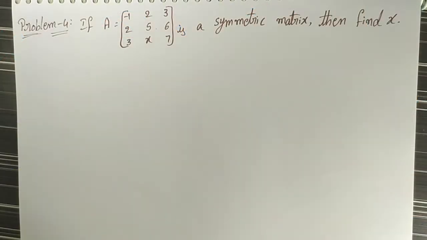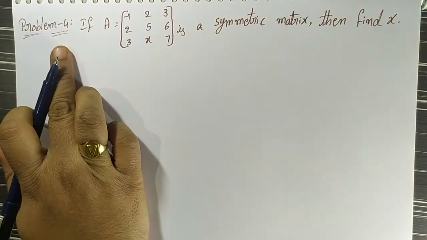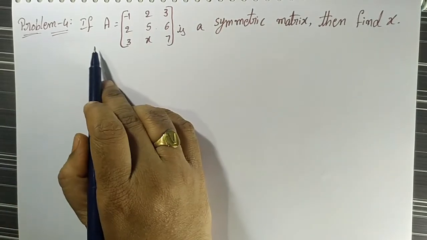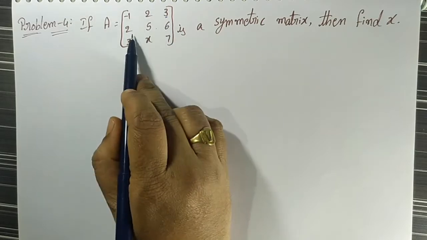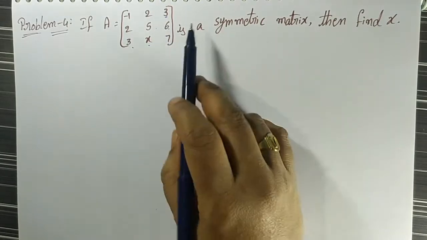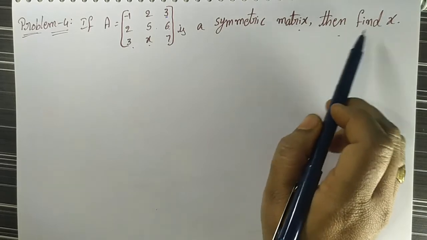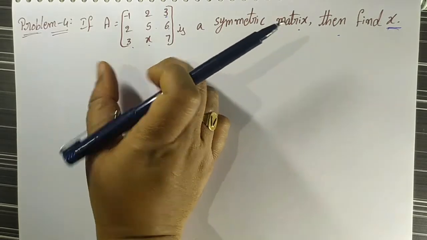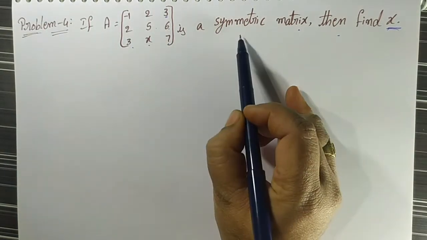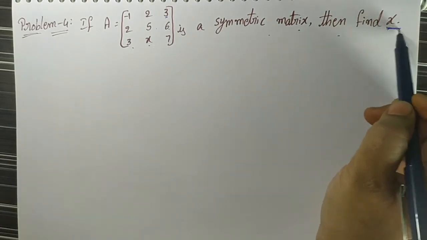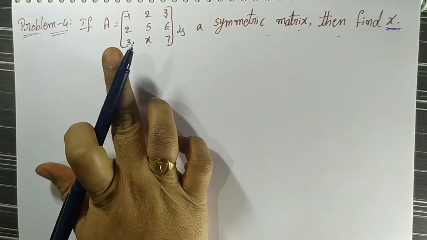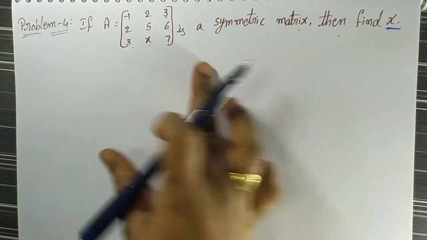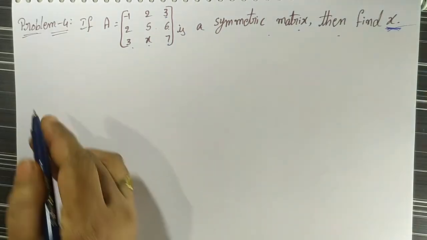Next, we will go to problem number 4 in exercise 3C, section 1. The given problem is: if A equals the matrix [-1, 2, 3; 2, 5, 6; 3, x, 7] is a symmetric matrix, then find the value of x. In this problem, we are given a matrix A of order 3 by 3, and A is a symmetric matrix. We know that if a matrix is symmetric, then A equals A transpose. By using that condition, we can easily find the unknown value x.